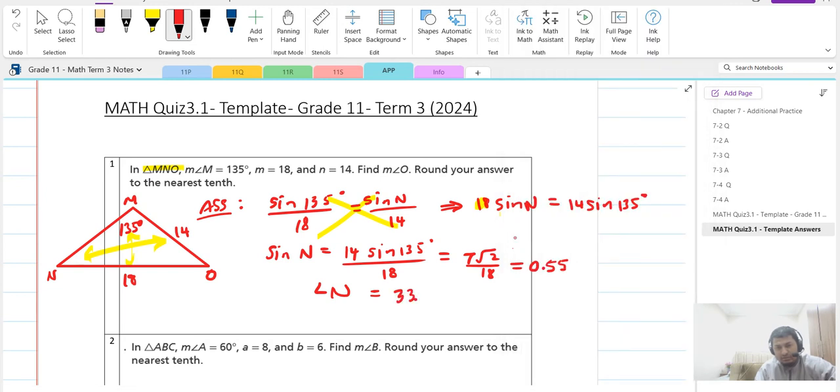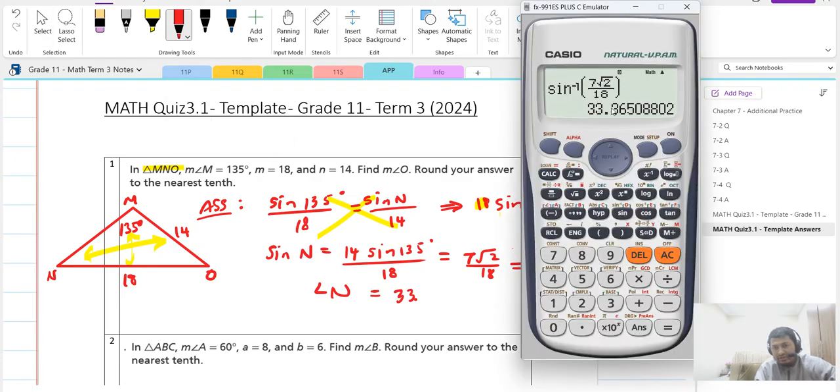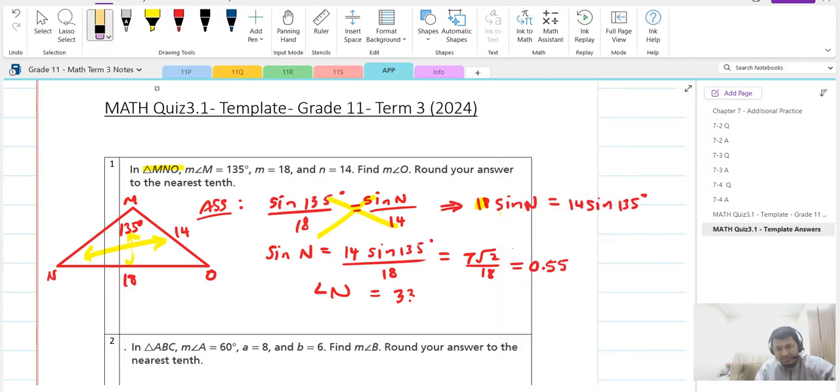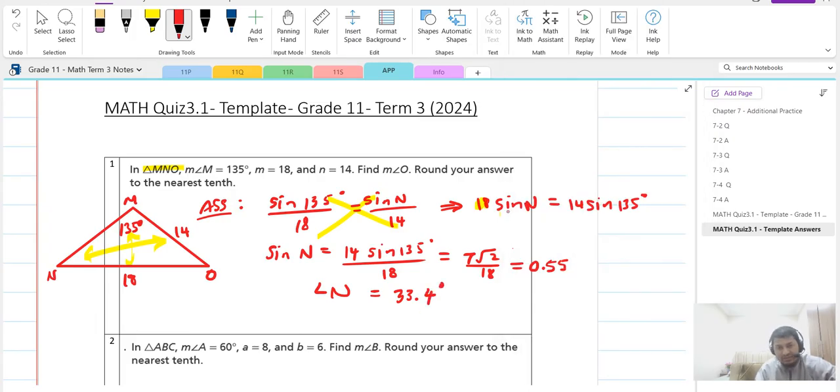They say round your answer to the nearest tenth. So we have 33.4 degrees, because the next digit is more than or equal to 5, we round up. So remember, we have angle N now, and now to find angle O.